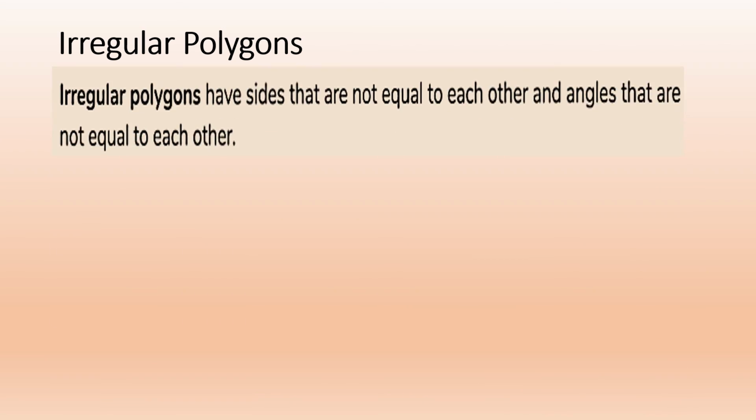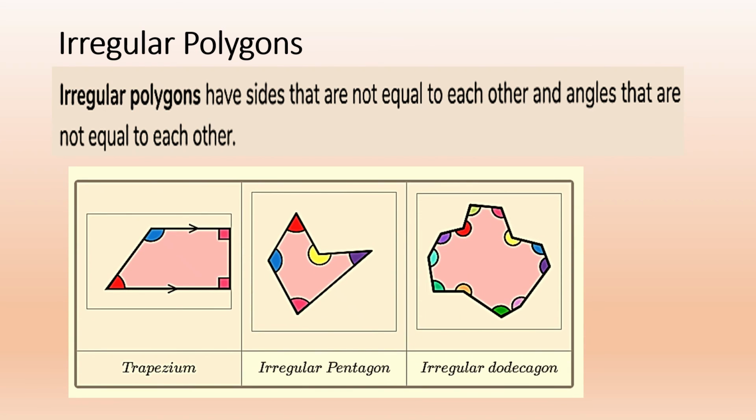Now the next one is an irregular polygon. An irregular polygon is the total opposite of a regular polygon. In an irregular polygon you will not have any sides of the same length, and the angles will also not be equal to each other. You can see here a trapezium, and an irregular pentagon, where all the sides are of different lengths and the angles are also different. Both interior and exterior angles will be of different measurements. You can also see an irregular dodecagon.